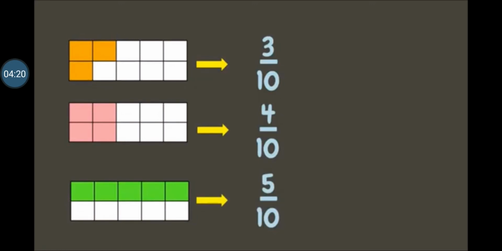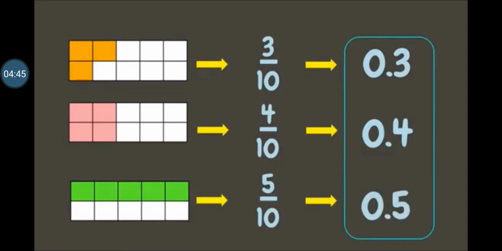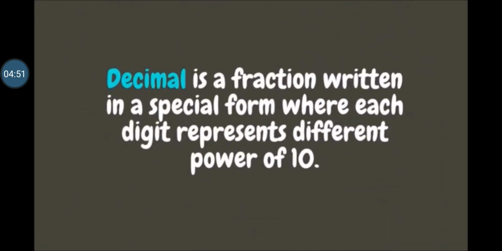My dear students, these fractions have another name also. Do you know what it is? Yes, we can write them in decimal form as 0.3, 0.4, and 5/10 can be written as 0.5. And these numbers are called decimal numbers. Decimal is a fraction written in a special form where each digit represents a different power of 10.